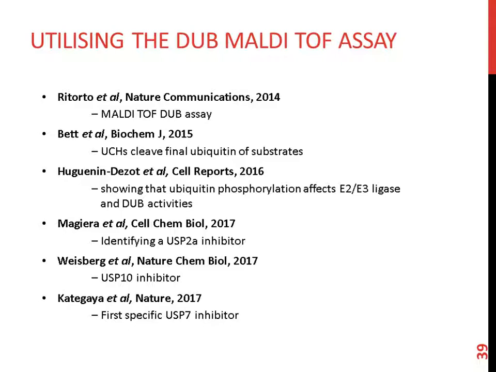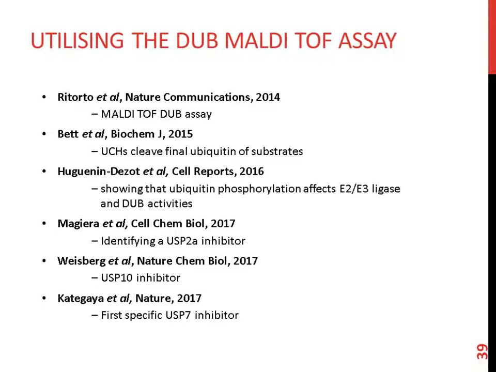For example, we identified that the UCHLs are another class of DUBs. Actually, they didn't work initially in the DUB screen. The reason is because they cleave off the final ubiquitin as a substrate. But what is very nice is that we can still use the assay for this, because what we just have to do is have a substrate that is monoubiquitylated, and then the UCHLs work in our assay as well. We can still use our assay by measuring the formation of monoubiquitin.